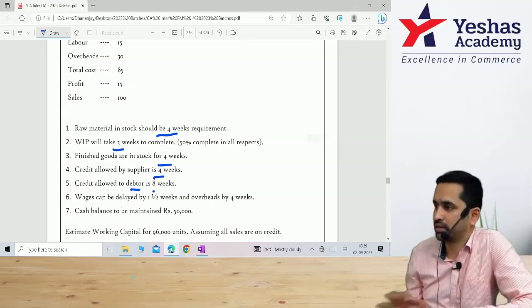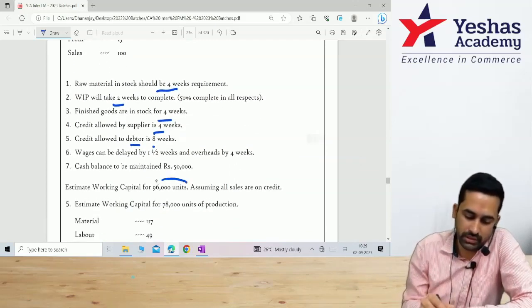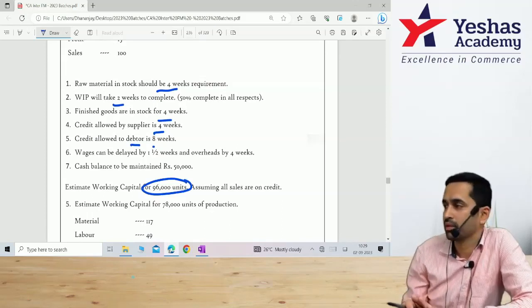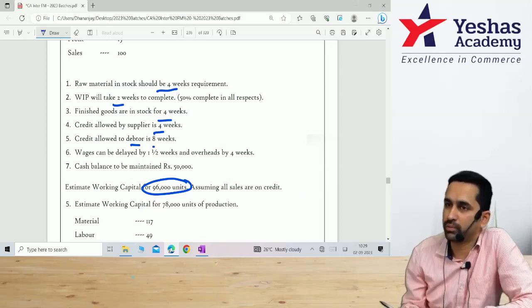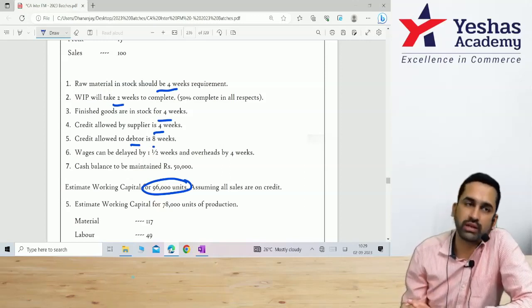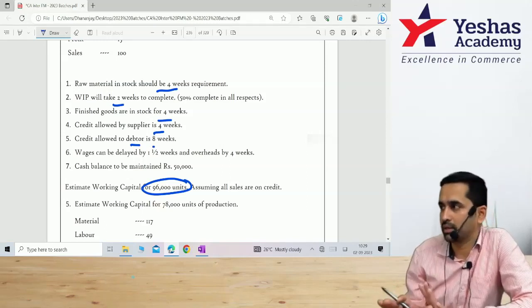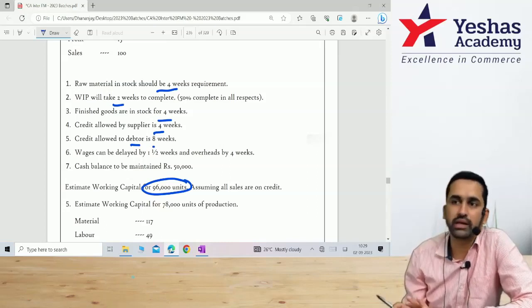He has come with his requirement. Now the requirement is that the businessman wants to produce and sell 96,000 units. He wants your help to know how much working capital would be required to start this business. Right? Now, how do I reach the working capital amount? It's the total of current assets minus current liabilities. That means I have to start listing out item by item current assets, then minus the current liabilities. I get the answer.